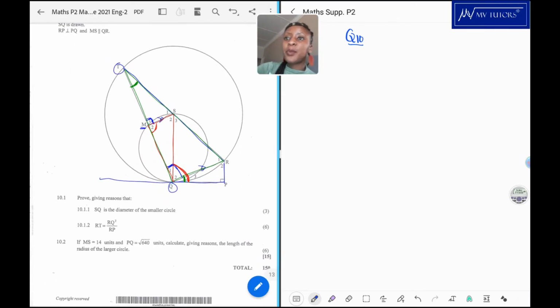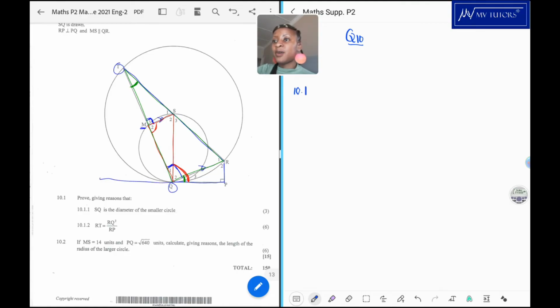All right, now 10.1 says, prove, giving reasons, that SQ is the diameter of the small circle. The fact that M2 is 90 degrees then says that SQ is the diameter. It's 3 marks. How did I get to the conclusion that M1 is 90 degrees, which is equal to M2? I would say M1 is equal to, okay, no, it actually goes back.